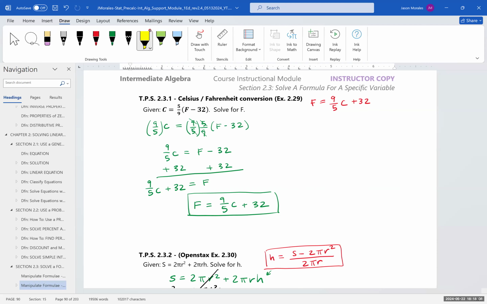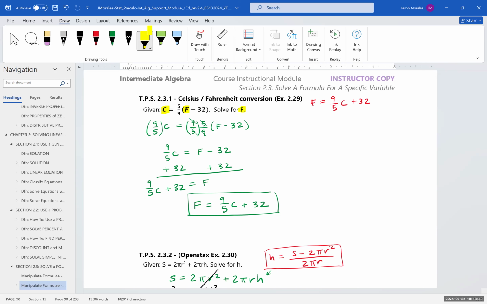All right, so let's look at both of those think, pair, share examples. Hopefully you've had some time to work on those and maybe you want to see an explanation of how I got my answer. So here we're given the formula for Celsius if you know what the temperature is in Fahrenheit. But what we want to do is change this formula around so that we've got Fahrenheit as an unknown and Celsius as a known.